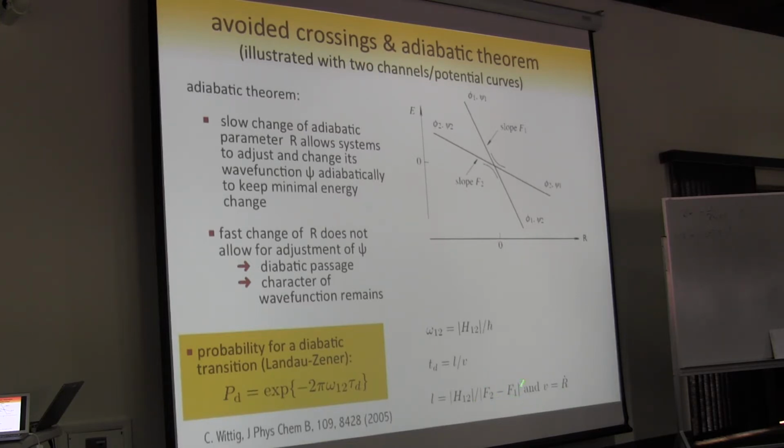And now the velocity is simply how fast you change your adiabatic parameter here. That's of course an external thing, so this is not necessarily given in the dynamics. It depends on how your system behaves and how fast you pass this avoided crossing. But that tells you essentially how likely it is to jump to the other channel, to make a diabatic transition instead of following your adiabatic curve. Okay.